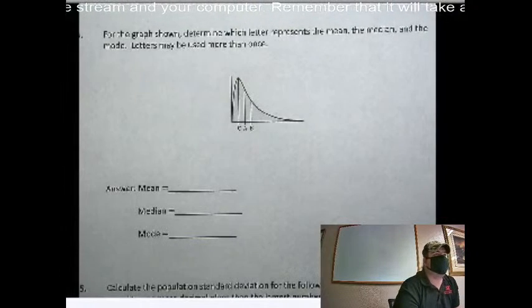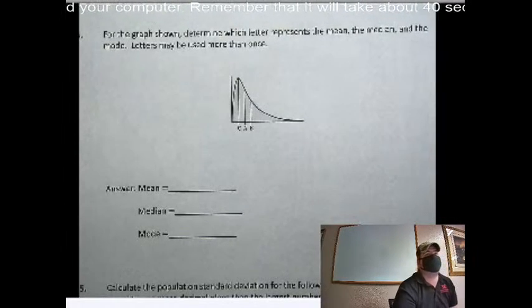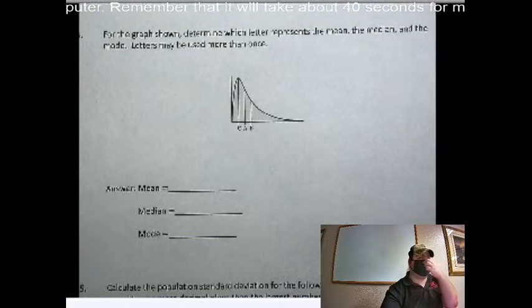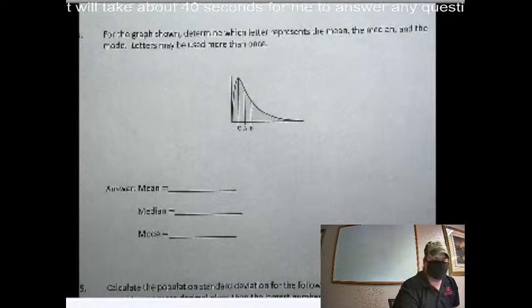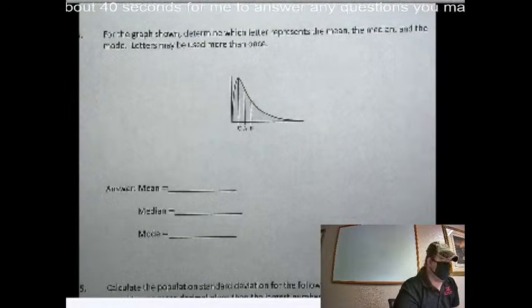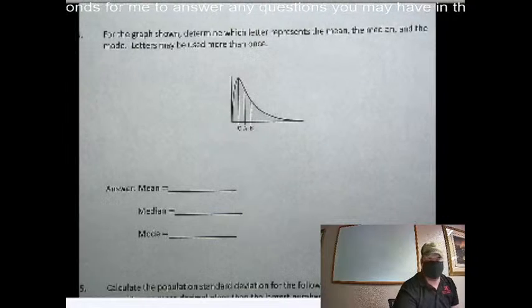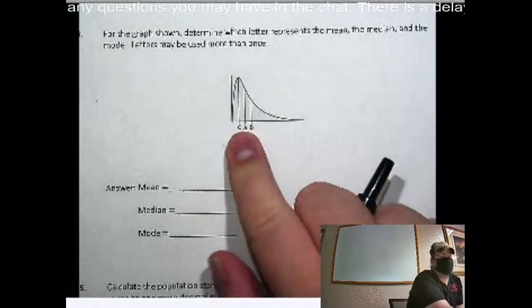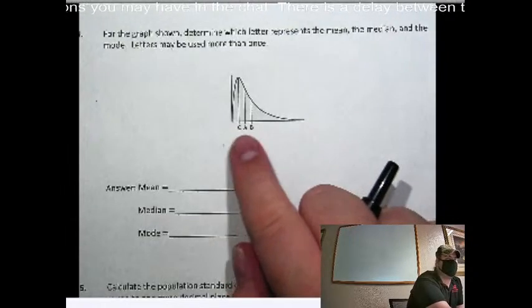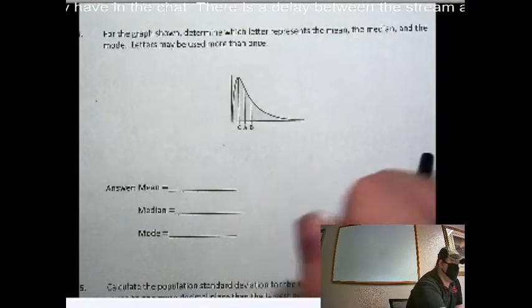So this says, for the graph shown, determine which letter represents the mean, the median, and the mode. Letters may be used more than once. Something to keep in mind here is that this is skewed data. This is not evenly distributed like we just saw, so our numbers are not going to occur in all the same place. They're going to occur in 3 different areas.